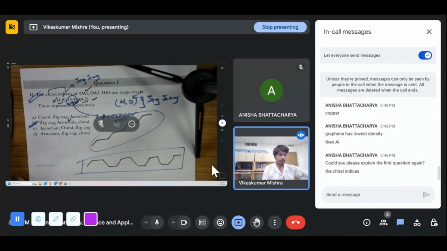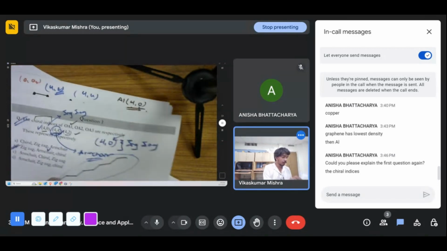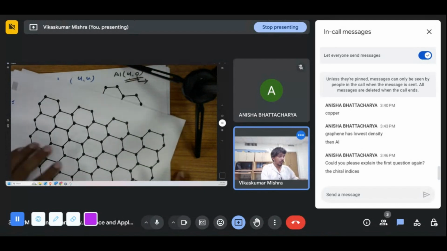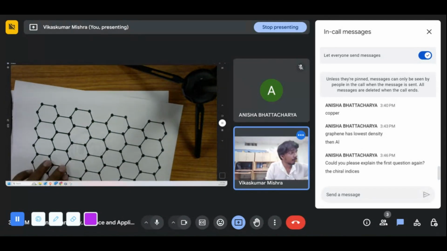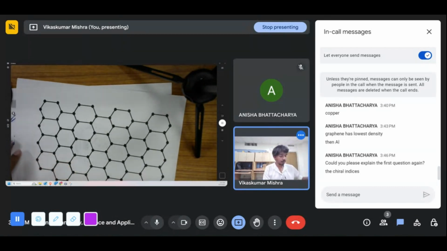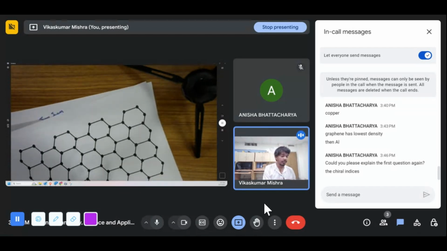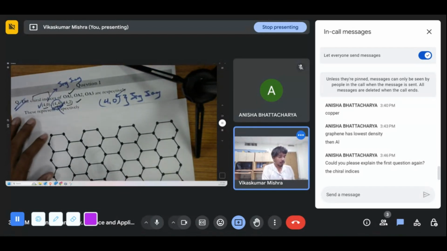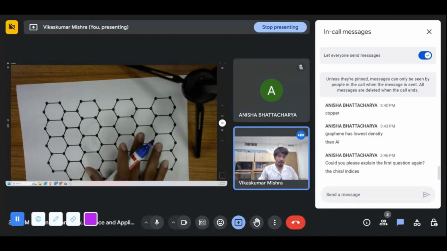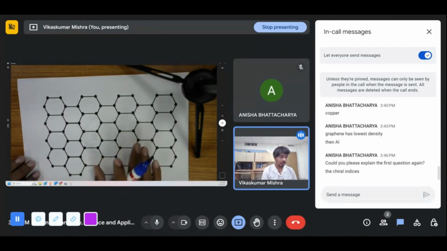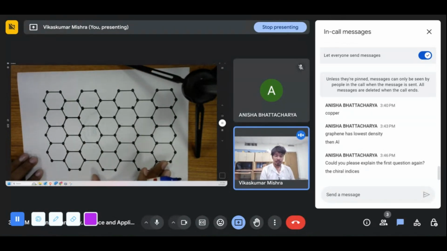Let me take one more hexagon. Let's do this question on the nanotube diagram. The chiral indices, right? First of all, we need to understand a few concepts here, and that is that all the points that have been given to us are not lattice points.